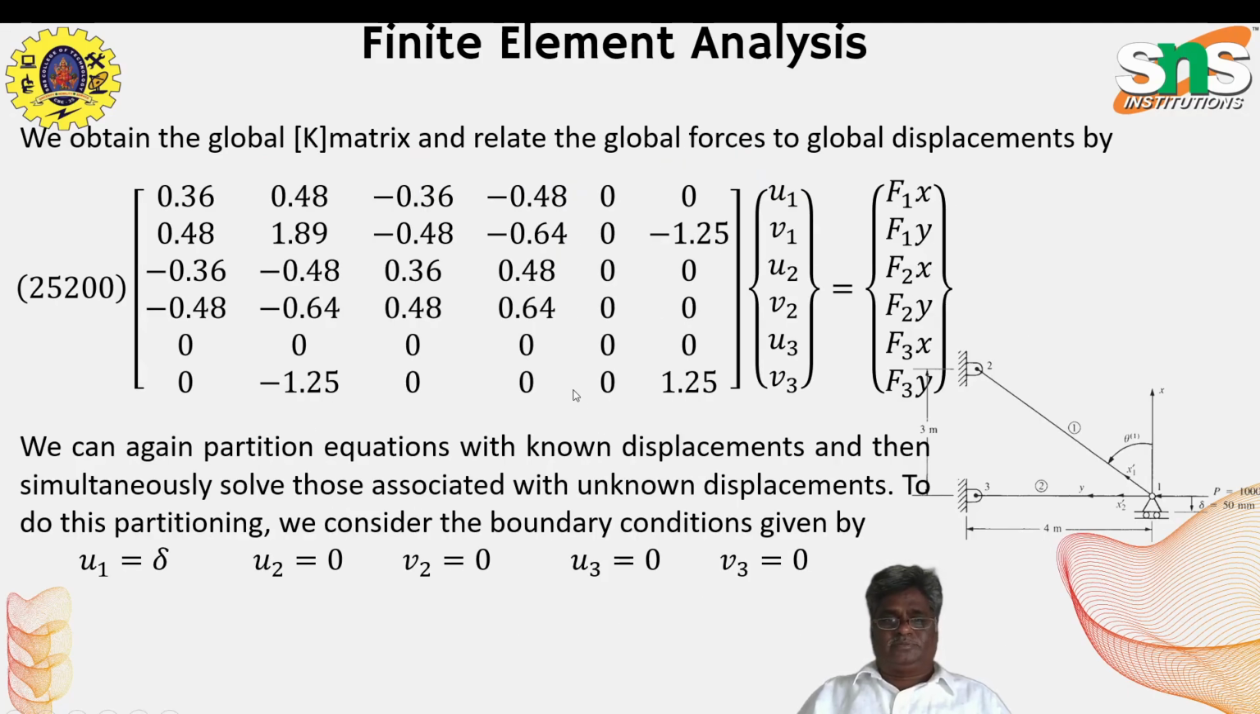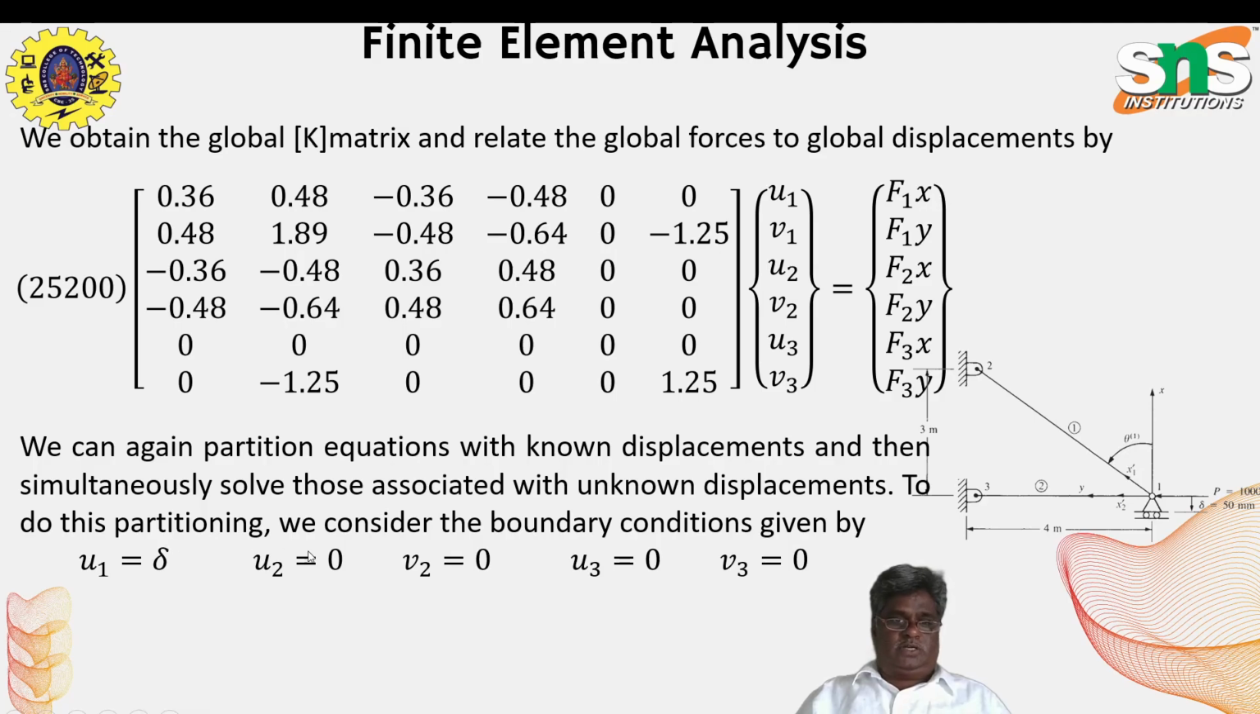The next step, we have to identify the boundary condition. Node 1 is connected with a roller support. Node 2 and 3 are fixed supports. So the boundary condition is u1 is given as delta, u2 is 0, v2 is 0, u3 is 0 and v3 is 0. We can partition the equation with the known displacements, then simultaneously solve for the associated unknown displacement.